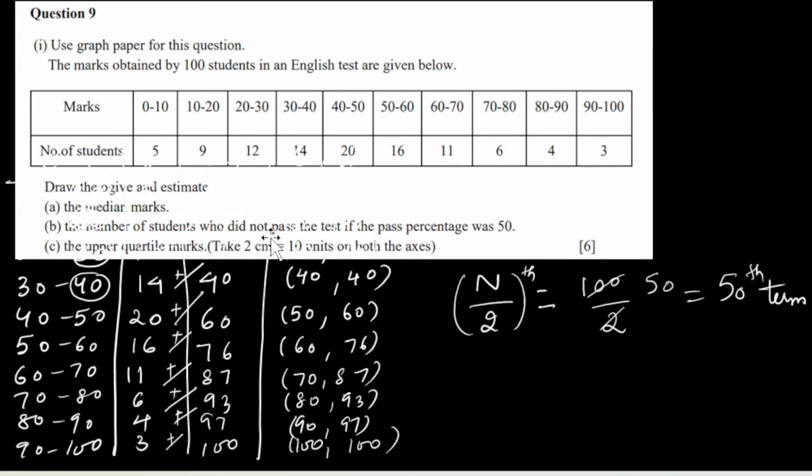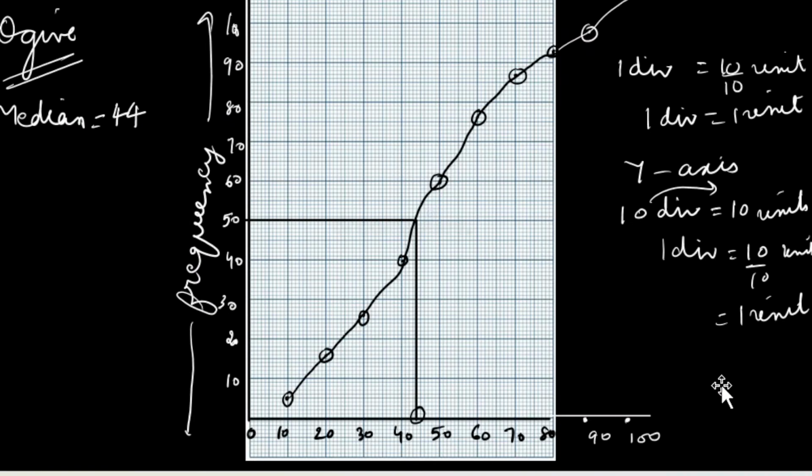The number of students who did not pass the test if the pass percentage was 50. So the pass percentage is 50 now. See, marks we have written along the x-axis, and the number of students we have to find. Marks means class interval. So students means frequency, which is along the y-axis. So now the number of students we have to find, that means frequency we have to find.